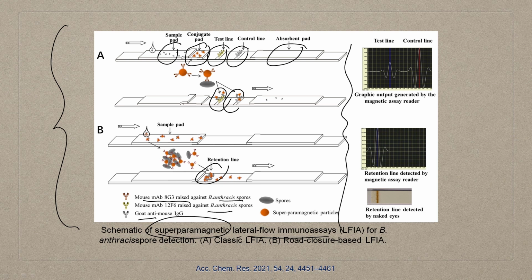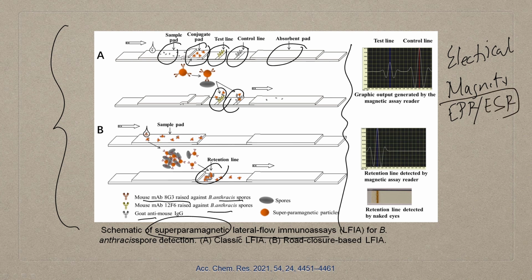paramagnetic signal. So, as I said, there are multiple ways you can read it. There could be an electrical signature, there could be a magnetic signature, which we generally do using EPR or ESR, electron spin resonance, or we do it with fluorescence assays, we do color assays, but these are all different reading techniques, how you can read that.